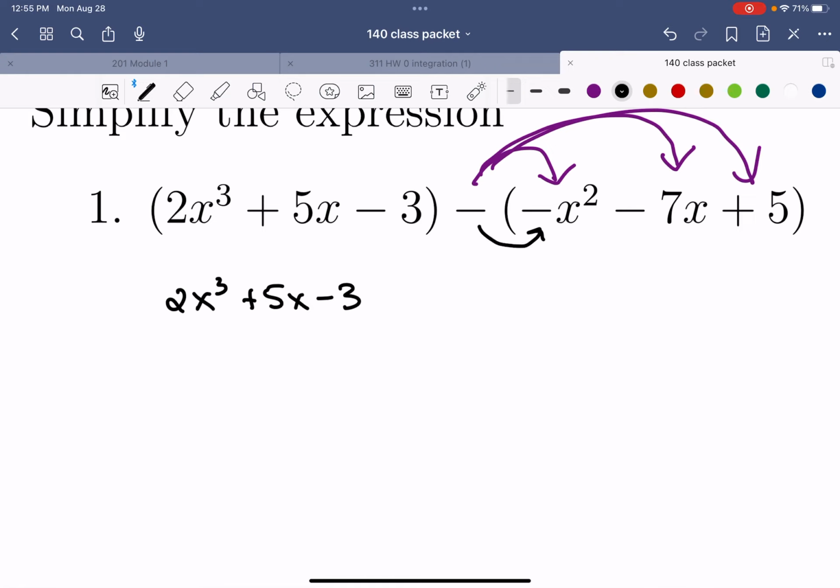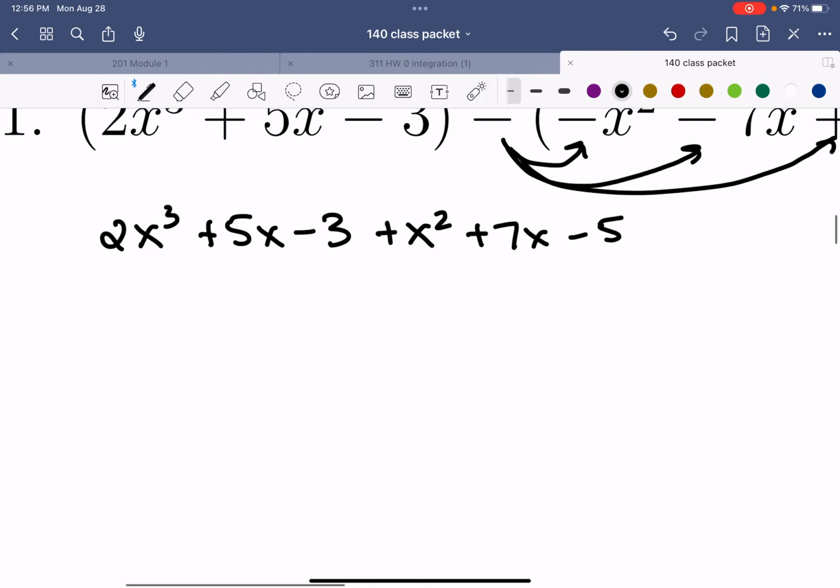So going here to here, that's going to become plus x squared. From here to here becomes plus 7x. And from here to here becomes minus 5. And then I'm going to go ahead and look for like terms. So I see that there are two x terms and two constant terms. Constant meaning no variable with it.